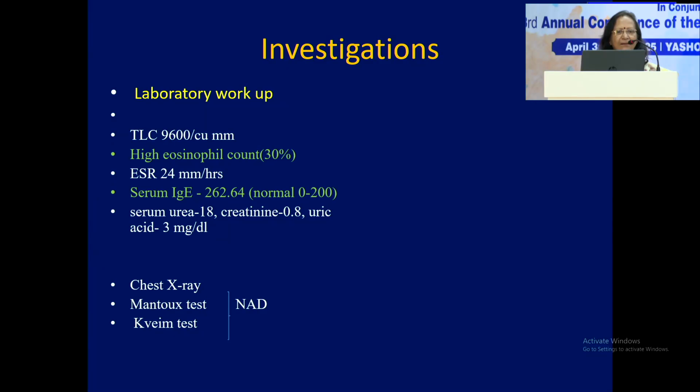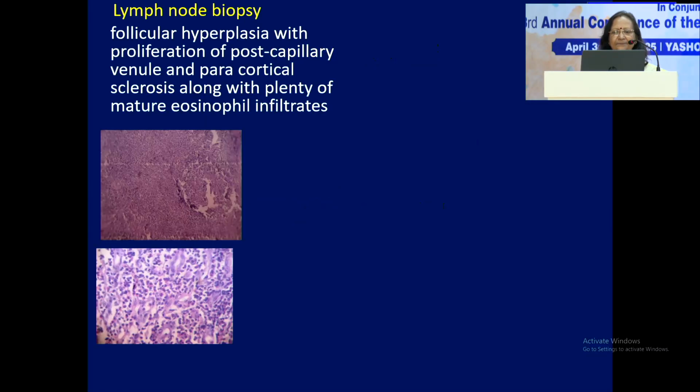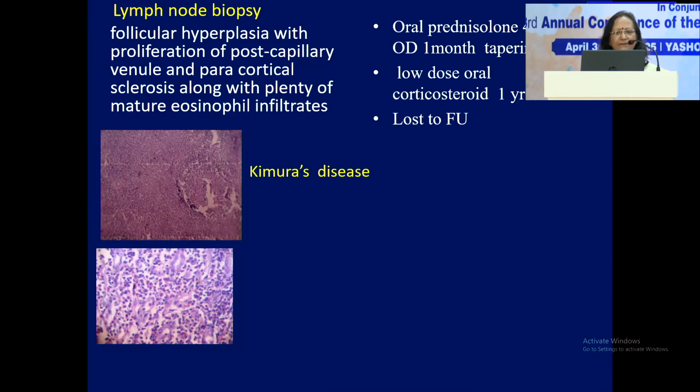So this was the lab investigation. There was a high eosinophil count and serum IgE was high. Mikulicz's, ma'am? No, Mikulicz's is a differential diagnosis definitely. You can see the MRI: hyperintense bilateral lacrimal glands, and all the muscles are enlarged in both eyes. The final diagnosis came from the lymph node biopsy. Kimura's, yes. It was a case of Kimura's disease.